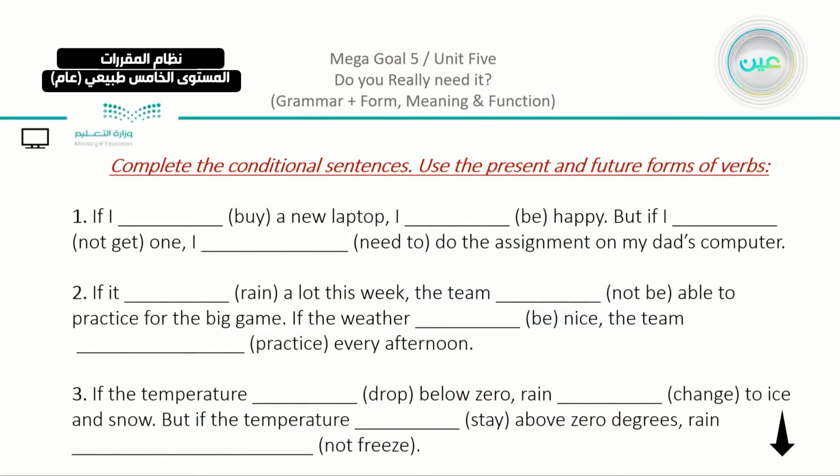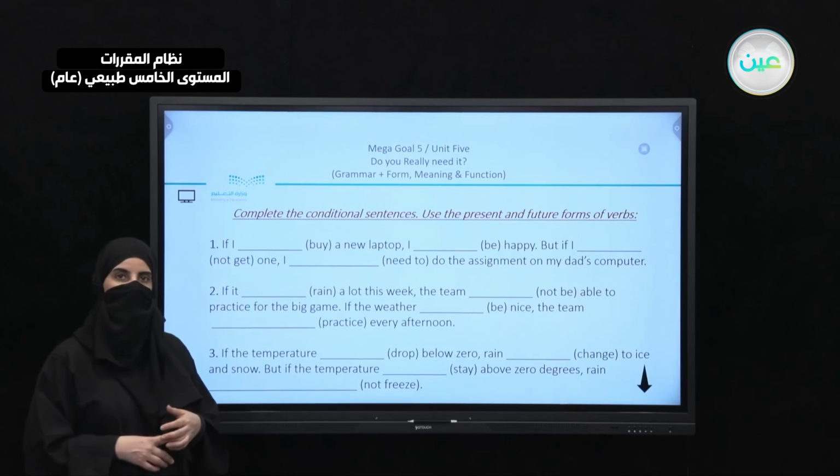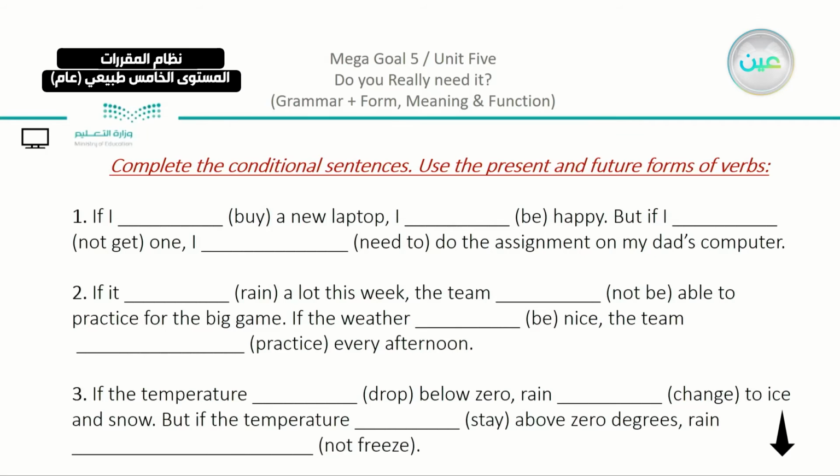Now in this exercise, we have here complete the conditional sentence. Use the present and the future forms of verbs. So we are going to decide when to use the present simple, when to use the future, and we are just going to correct the verbs that we have here in brackets. So the first one, if I buy a new laptop, I be happy. So there is a condition. In the present, actually there's nothing here to change. We have here if I buy. In the future, we can say that I will be happy.